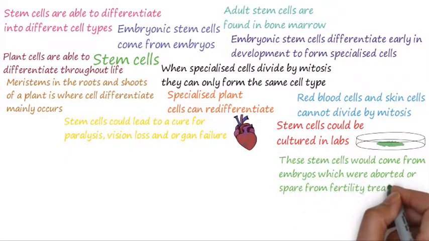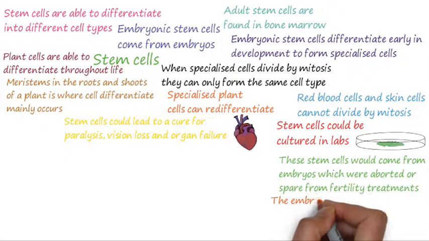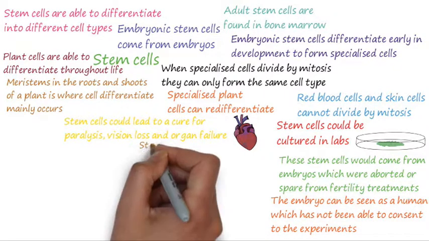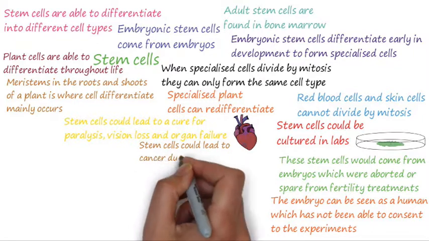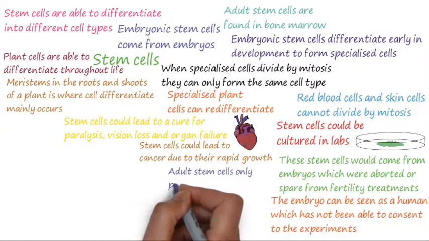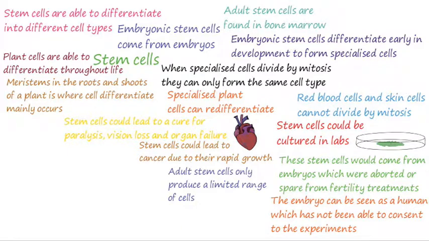These stem cells will come from embryos which were aborted or spared from fertility treatments. This can be seen as unethical, as some people may treat the embryo as a human and believe that they have not been able to consent to the experiments. There are also the unknown risks associated with the use of stem cells. They could lead to cancer due to their rapid growth and other diseases.